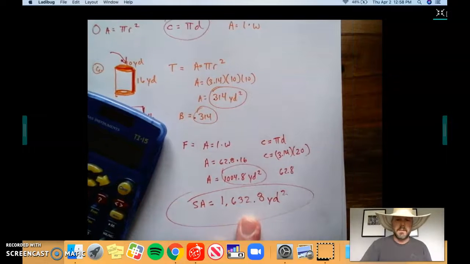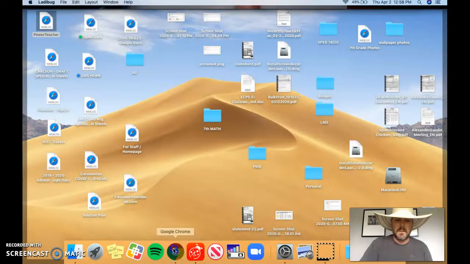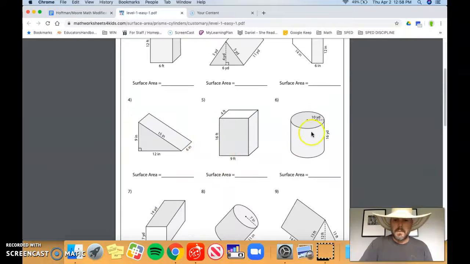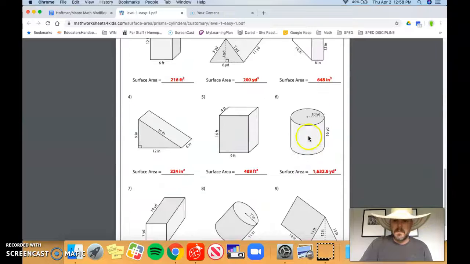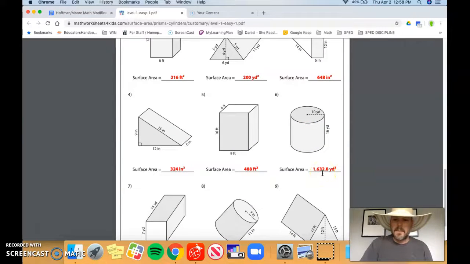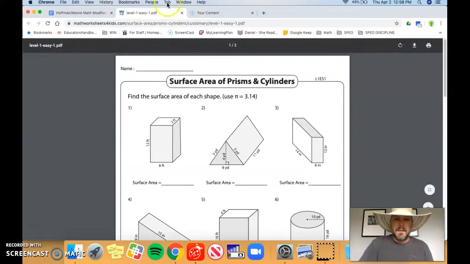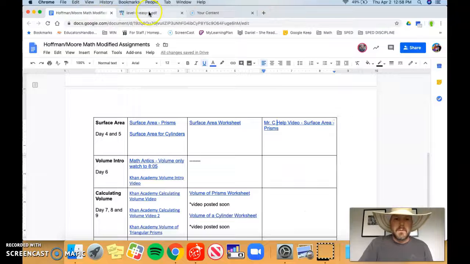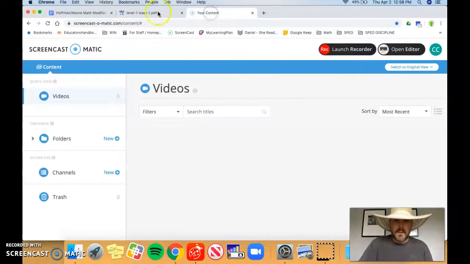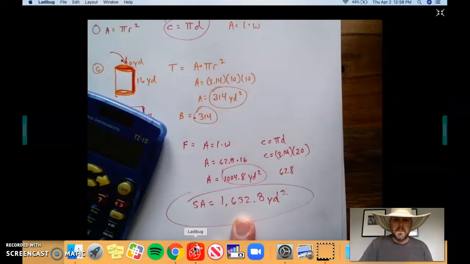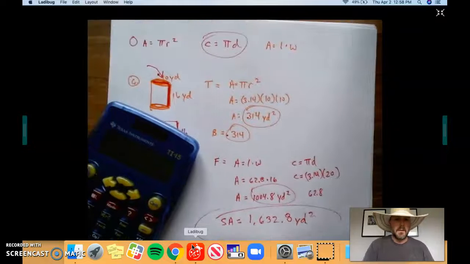That's my final answer. Let me double check the worksheet. That was number six. Hey, check that out. Got it right. Okay, so that is how to solve problems for a cylinder.